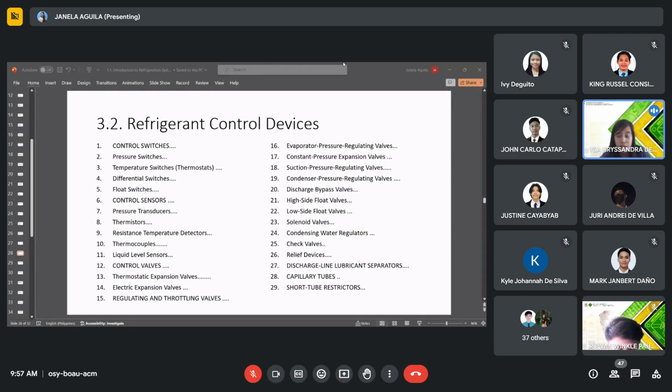And next naman po is the constant pressure expansion valves. These valves are used to manage and regulate the flow of refrigerant into the evaporator coil while keeping the evaporator's pressure approximately constant. And this valve modifies the opening to maintain the constant pressure inside the evaporator in response to variations in the load and temperature of the refrigeration system. In addition, these valves are made to function effectively as cooling systems and adjust to the shifting conditions.